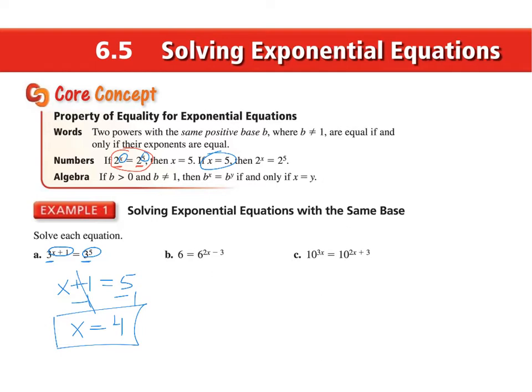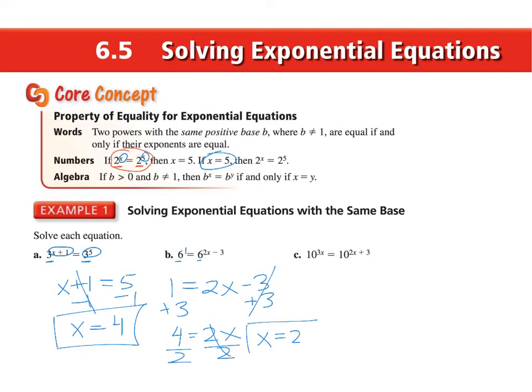Here I have the same base. Now here's the power. When you don't see a power, it's 1. So now I have 1 is equal to 2x minus 3. Adding 3, I get 4 is equal to 2x. I divide by 2. x is equal to 2. Done. Next one.